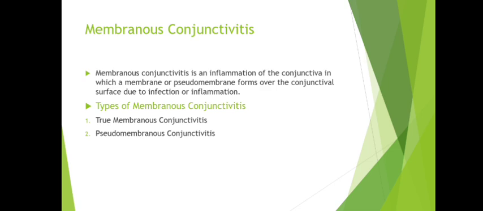Membranous conjunctivitis is an inflammation of the conjunctiva in which a membrane or pseudomembrane forms over the conjunctival surface due to infection or inflammation. It is just a new membrane covering the conjunctiva. The types of membranous conjunctivitis are true membranous conjunctivitis and pseudomembranous conjunctivitis.